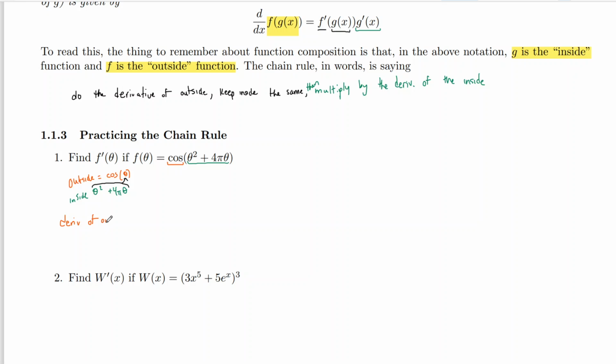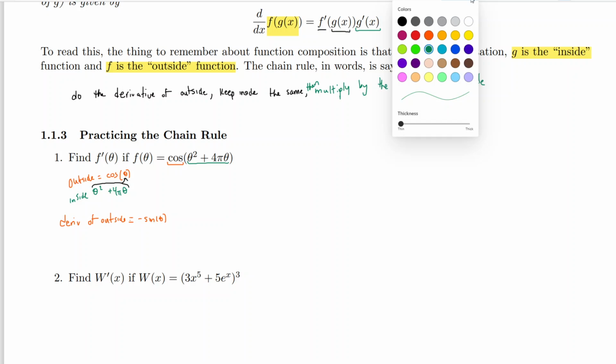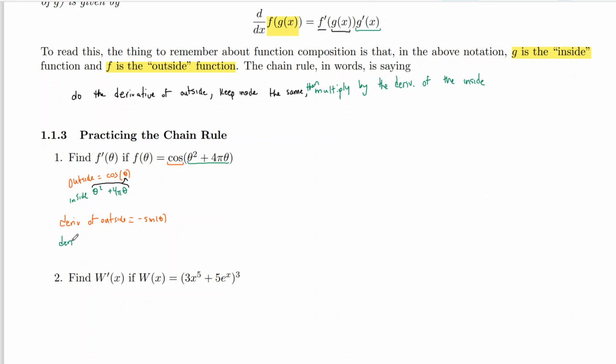Derivative of the outside. Our outside function is cosine of theta. What's the derivative of cosine of theta? That's something we know, and you get negative sine of theta. What's the derivative of the inside? Well, the derivative of the inside with respect to theta: the derivative of theta squared is 2 theta, plus the derivative of 4 pi times theta. 4 pi is a number, which just stays there, and the derivative of theta is 1. We get 4 pi.